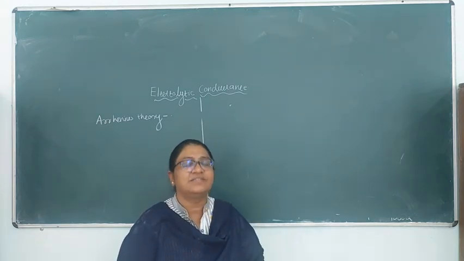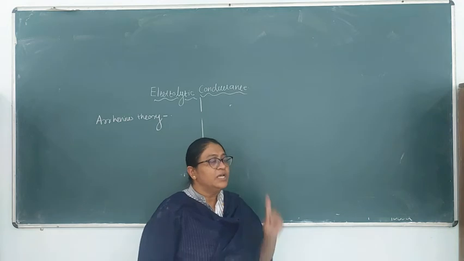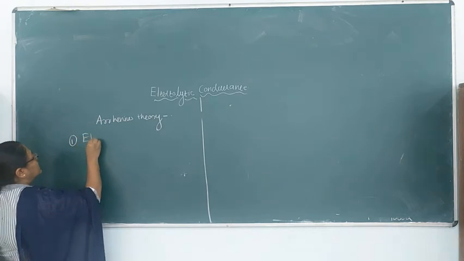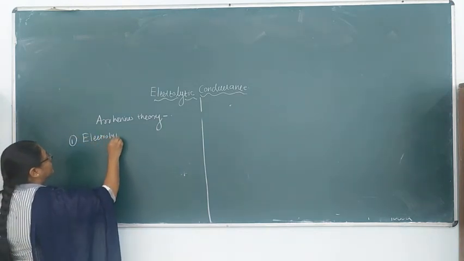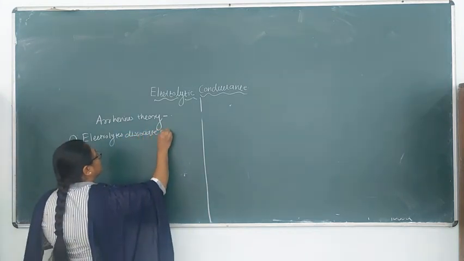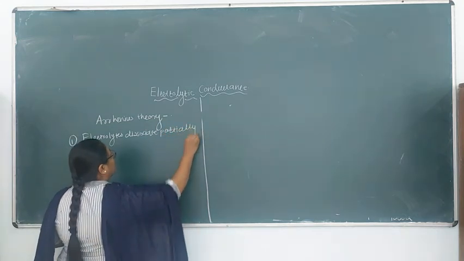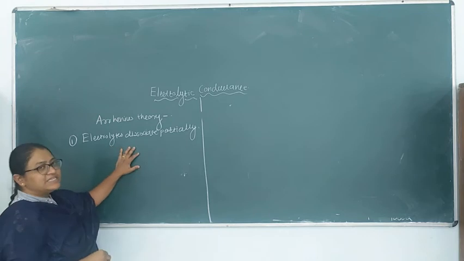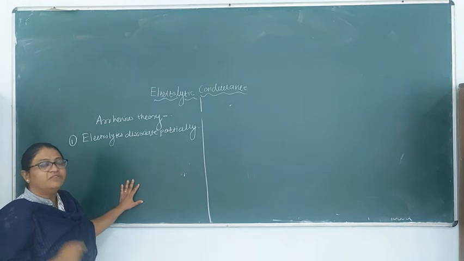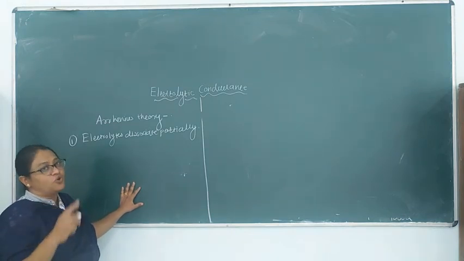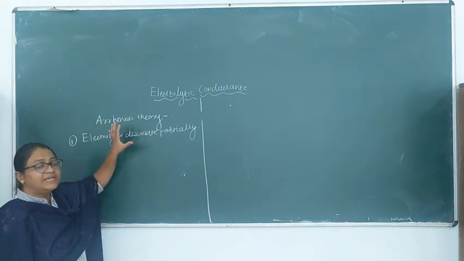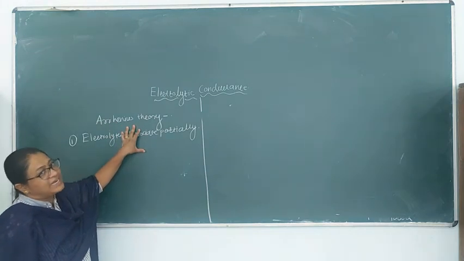So what are the reasons that we are going to see? Alright, so the two drawbacks of the Arrhenius theory were, the first is the electrolytes dissociate partially. Actually, in the sense of these drawbacks, I am explaining why Arrhenius theory could not explain the variation of conductance with concentration for strong electrolyte. This is applicable to only weak electrolyte. Why it is not applicable to the strong electrolyte, that I am explaining.